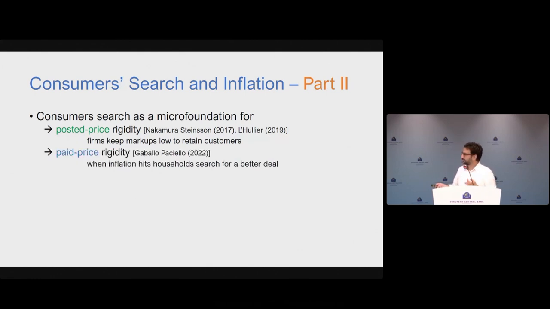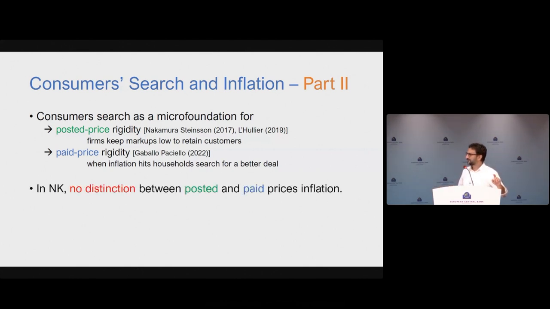In one of my recent works, I'm thinking about something else: that consumer search can be a micro foundation for paid price rigidities. That is, suppose that the firms are completely elastic, okay? But it's your action of searching for a lower markup that makes the price that you pay less rigid with the inflationary shock, okay? So prices go up 1%, but when you are hit by this, you put in more effort and search for a lower markup. And so the price that you pay doesn't increase 1%, even if they are posting 1% more, okay?